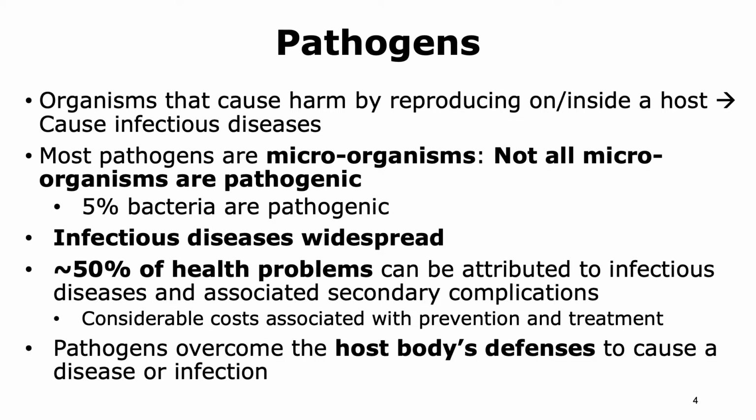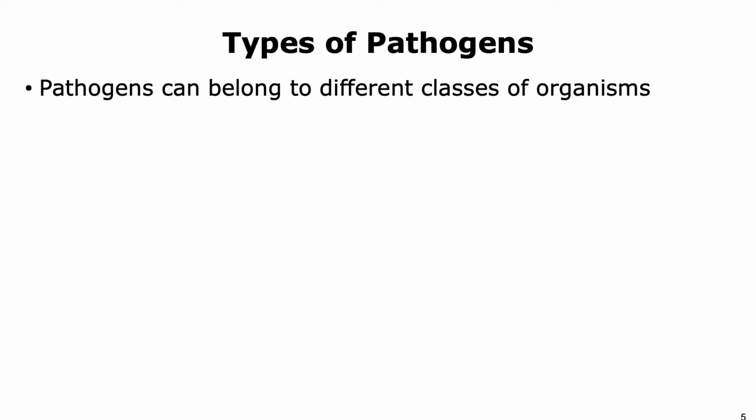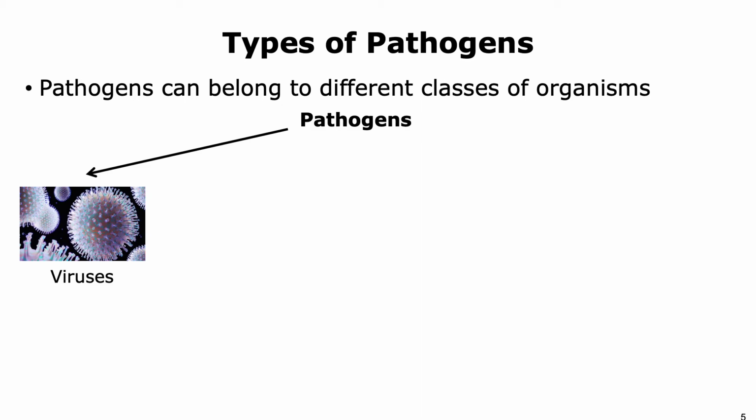Now, a lot of times pathogens are able to cause these infectious diseases because they have found ways to overcome the host body's defenses. Before we look at how a pathogen is able to overcome the host body's defenses, let us look at different types of pathogens. There are different types of pathogens, and these pathogens can belong to different classes of organisms. So the first one we're going to look at are viruses. These are the smallest pathogens.